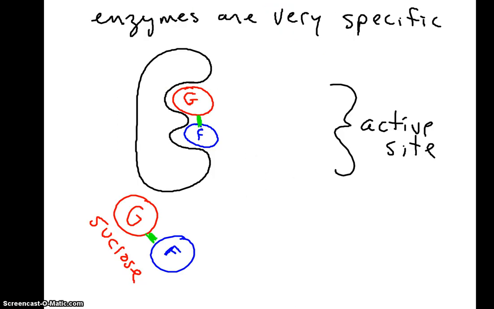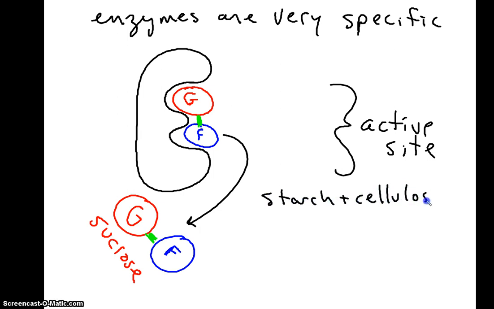Enzymes are very specific. Here's a little cartoon where this E-shaped enzyme is going to take glucose and fructose, the two individual monosaccharides, and have a condensation reaction where we link them together to form sucrose, so kind of the opposite. The glucose and fructose will fit into that active site. It's very specific.